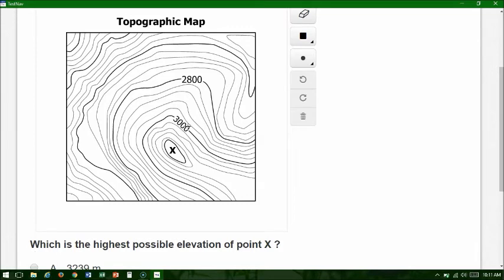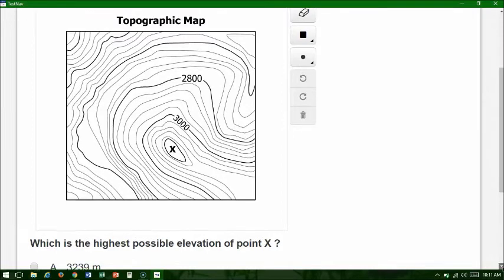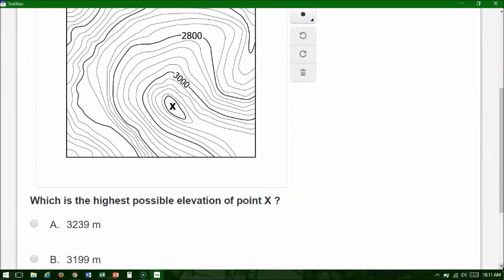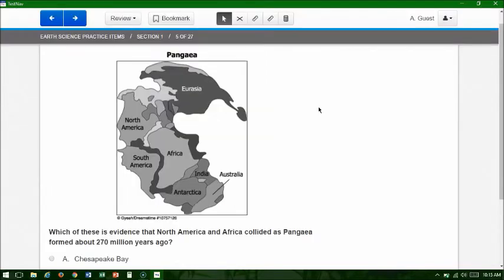So the answer is not 3,200. If there were another line, a contour interval, then that line would be at 3,240. But since there is no other line, the highest possible elevation of point X would be just before 3,240. So the correct answer is A, 3,239 meters.